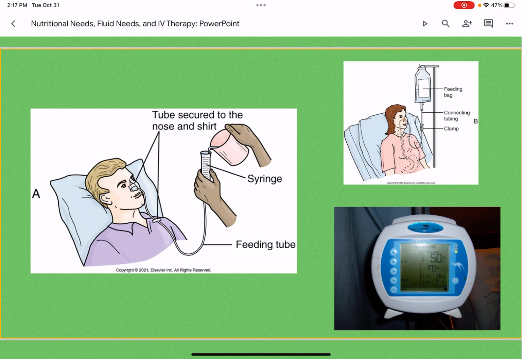And then the bottom right is an example of a kangaroo pump, or pump feeding. With a pump feeding, formula is pumped from the bag through connecting tubing and into a feeding tube. Formula drips into a feeding tube at a certain rate. A kangaroo pump is kind of like an IV pump, but for tube feeds.